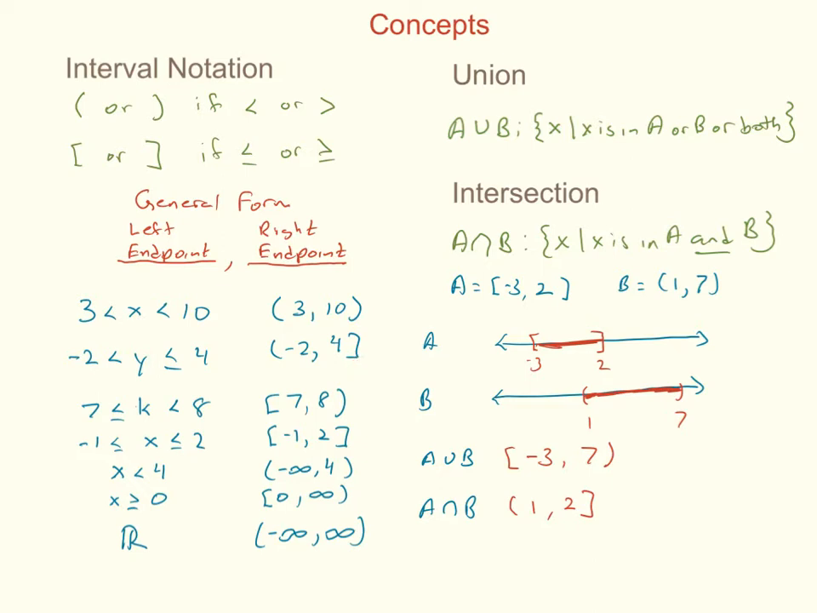Our third interval, 7 less than or equal to k less than 8. My left endpoint is 7. My right endpoint is 8. We are including the 7, and we are not including the 8. So I have the bracket and the parenthesis. And the last one, -1 less than or equal to x less than or equal to 2. That would be -1, 2. Those are our endpoints, and then we have the brackets.